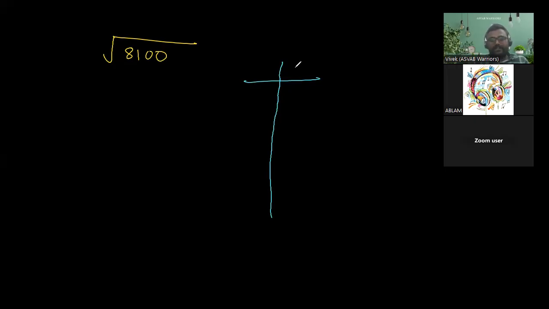So let me take another number. Valeria, if possible, can you turn on your mic? We need to find the square root of 8100. Ablam says 90. Okay, Ablam already knows it, but let us try to use the method which we just learned. So Valeria, which is the least prime number that you can divide 8100 with?